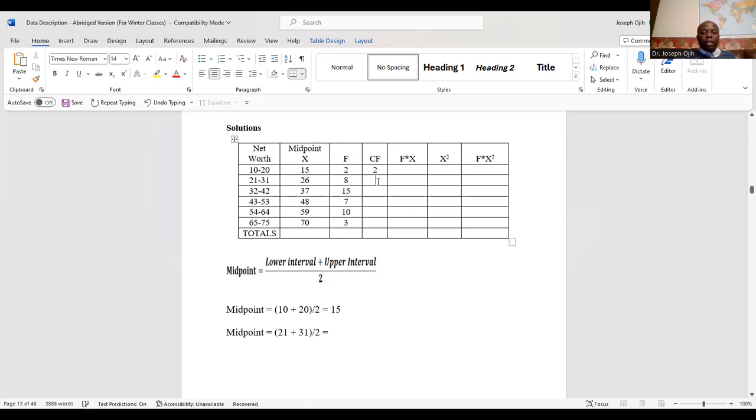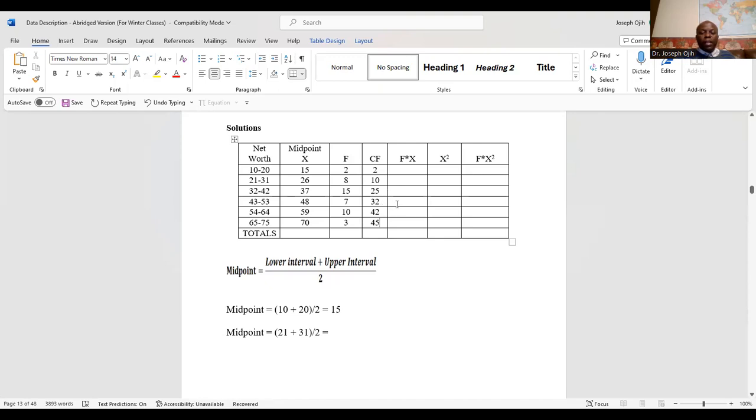2 plus 8 is 10. 10 plus 15 is 25. 25 plus 7 is 32. 32 plus 10 is 42. 42 plus 3 is 45. So you get all your cumulative frequencies.